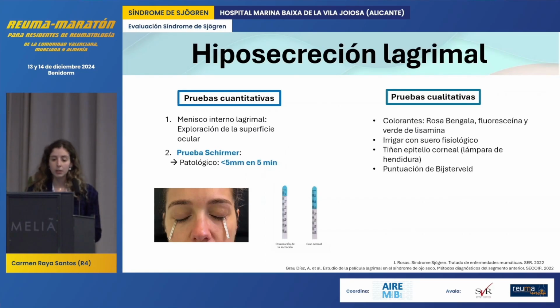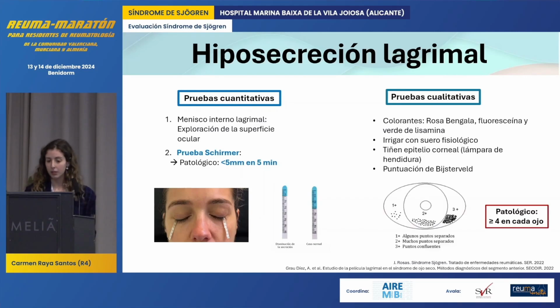Regarding the qualitative tests, we use dyes, which we will later rinse with saline solution because they are irritating. But this allows us to stain the corneal epithelium, and it must be evaluated using a slit lamp. Therefore, we need an ophthalmologist, as we have no idea how to do that. And the Oxford score is used, or however it's pronounced, and it is assessed. The 3 zones of the eye are evaluated, and depending on the concentration of the dye, a score is assigned. It is considered pathological if the score is greater than or equal to 4 in each eye.